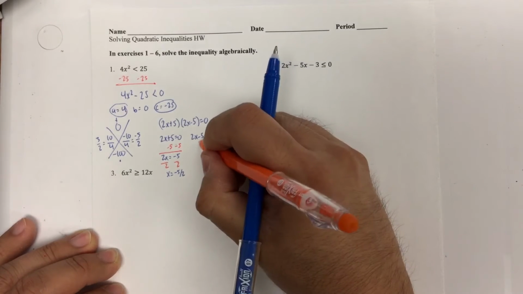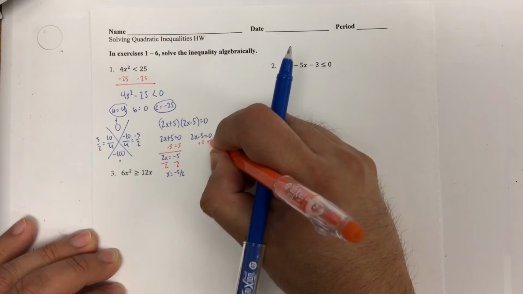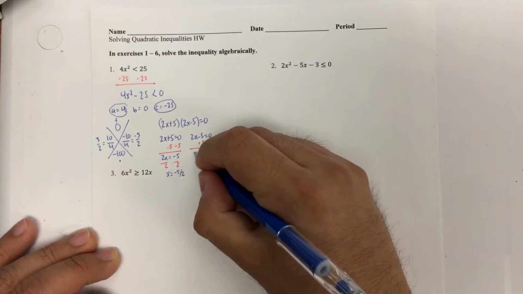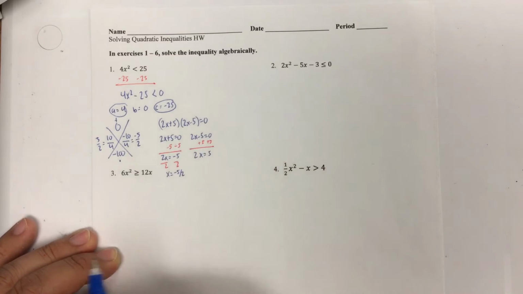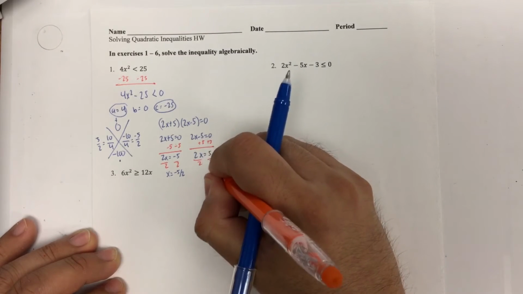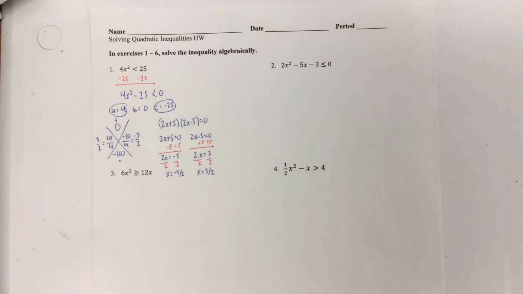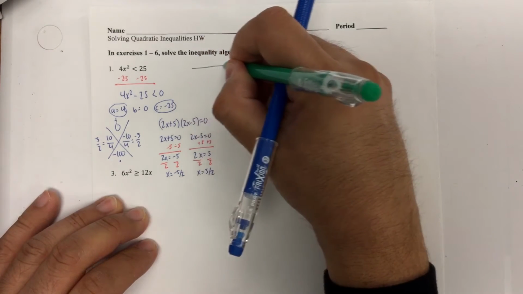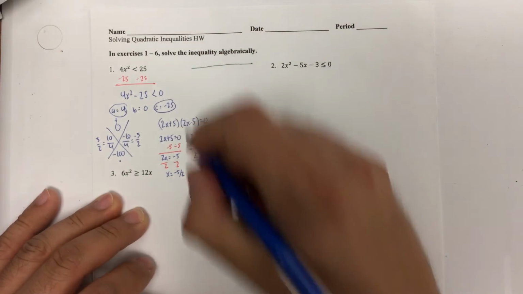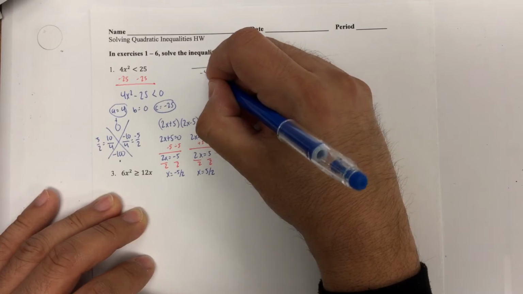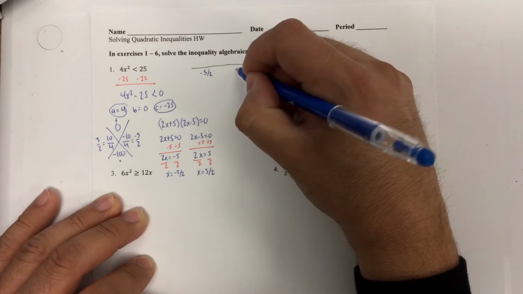For the second one, we do pretty much the same thing, except we're adding 5 as opposed to subtracting it. So 2x is equal to 5. We divide by 2, and x equals, this time, positive 5 halves. Now we're going to take that over and put it on a number line. Negative 5 halves is smaller, which is negative 2.5, and 5 halves is bigger.